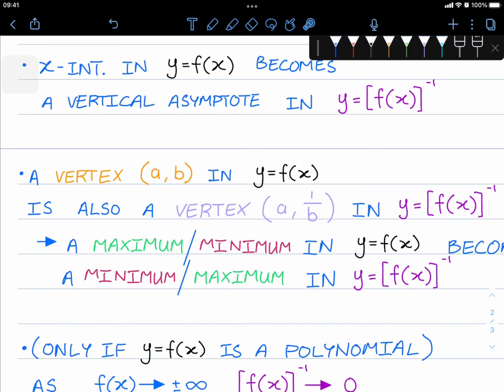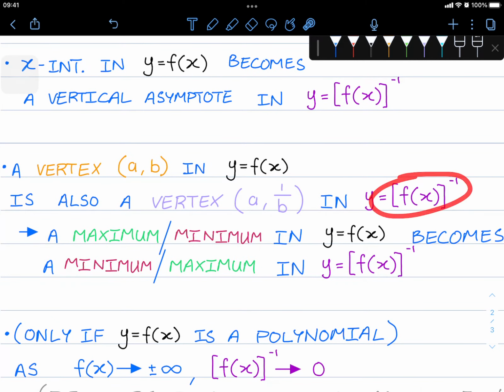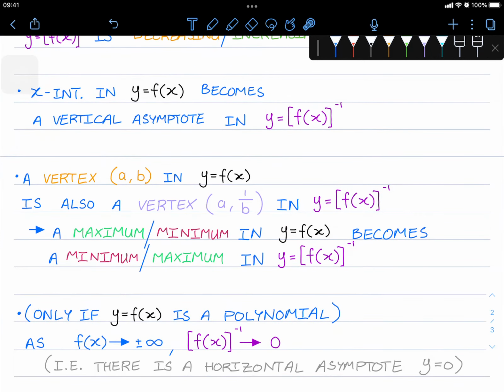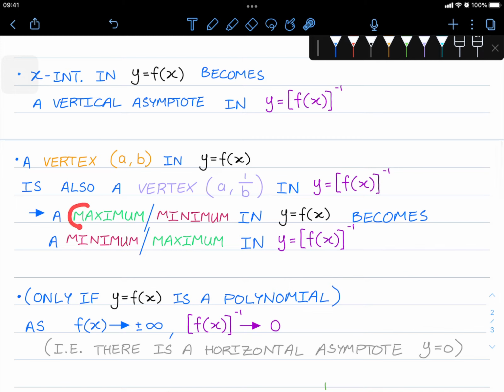Any vertex of the form (a, b), so that's x, y, in the function f of x will also become a vertex in its reciprocal. However, while the x values remain the same, its y value becomes reciprocal. So b becomes 1 over b. Expanding further on this, if it is a maximum in f of x, it will become a minimum in the reciprocal. And vice versa, if it's a minimum in the function f of x, it will become a maximum in the reciprocal.